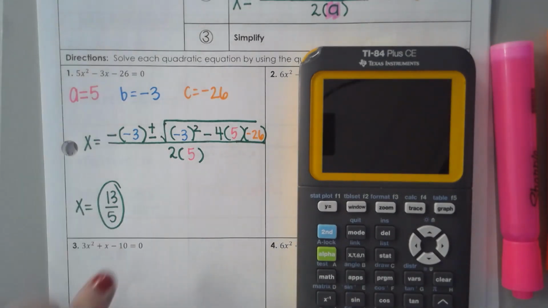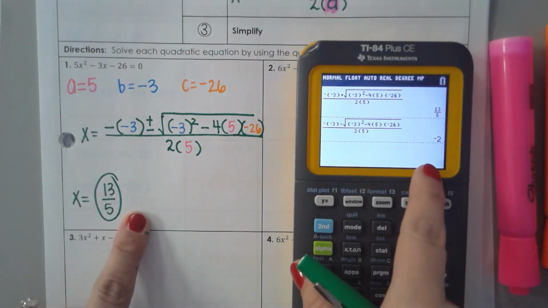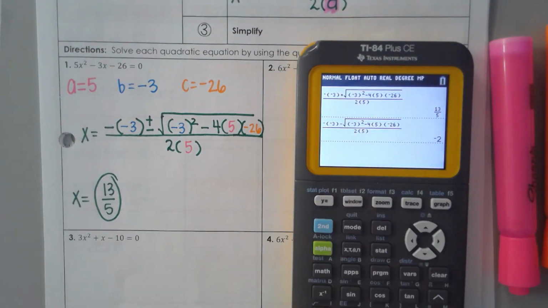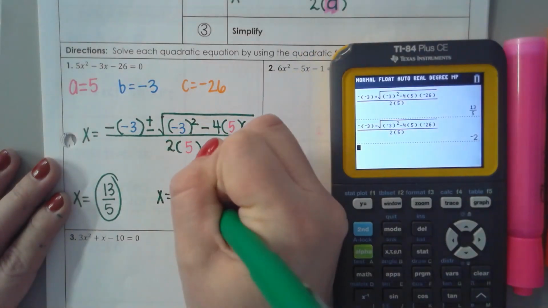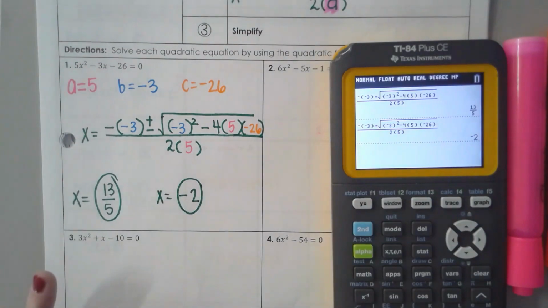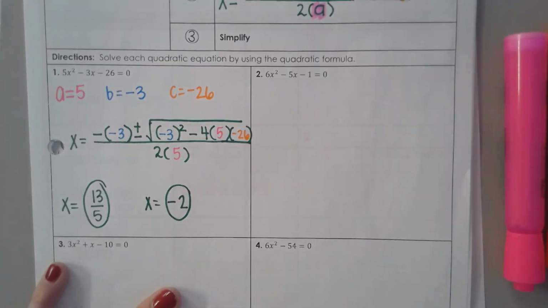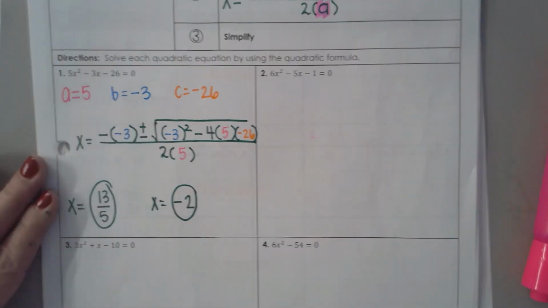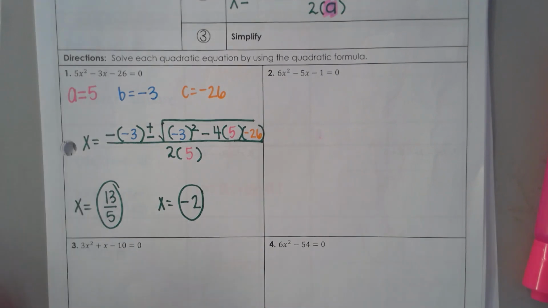Alright, so I did the 13 over 5, and then I changed it to a minus, and I got x equals negative 2. That's all we have to do for each problem. That's it. Okay. So let's go to number 6.